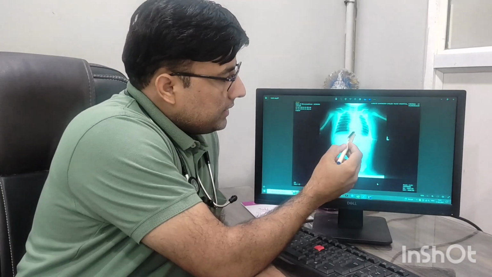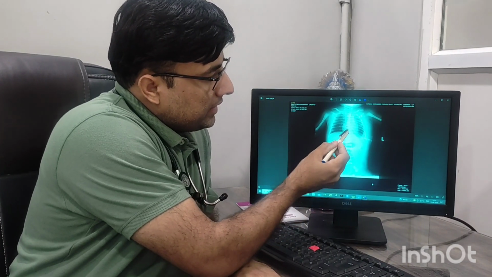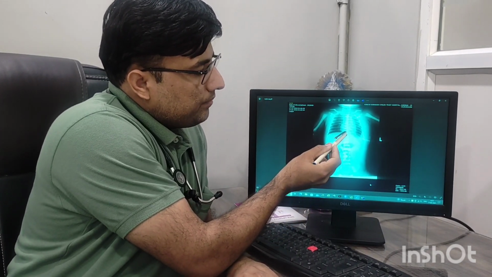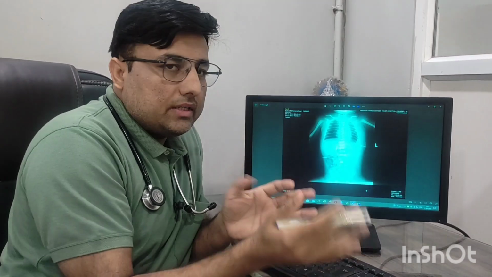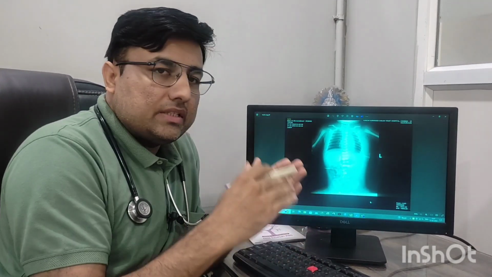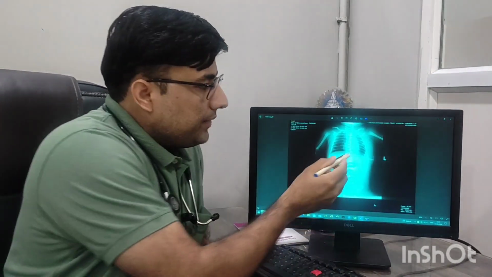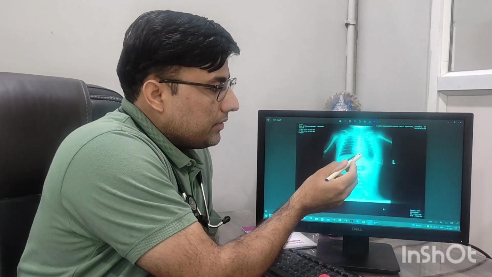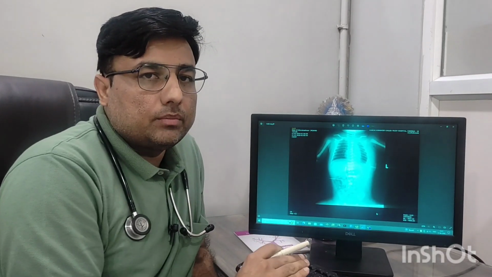One more point is the retrocardiac vertebrae. Retrocardiac vertebrae, if very easily seen, more prominent, means it is overexposed film. If the retrocardiac vertebrae are not visible, means it is underexposed film.